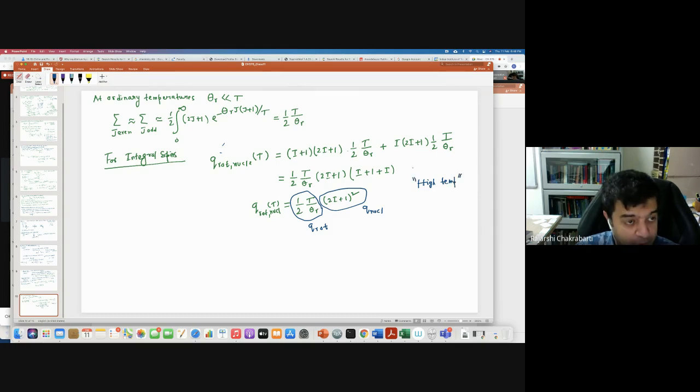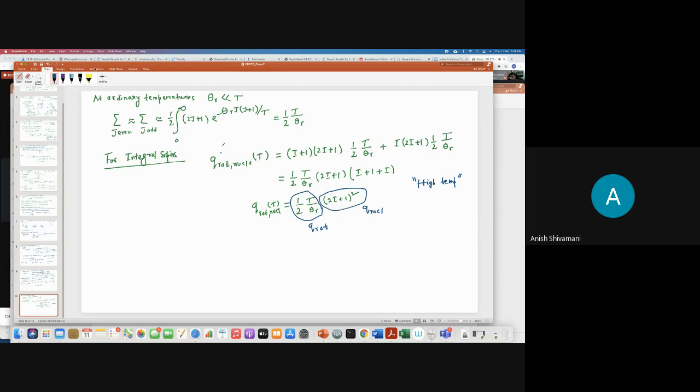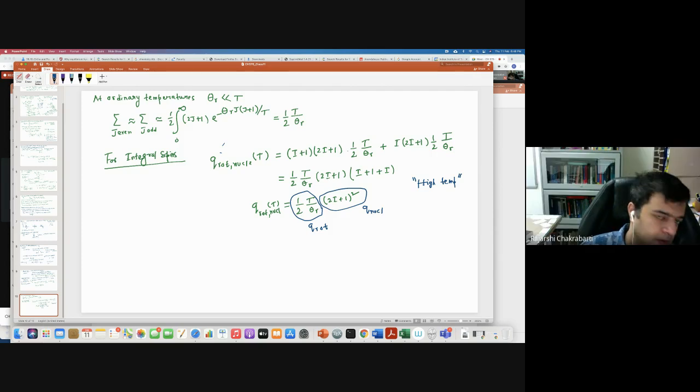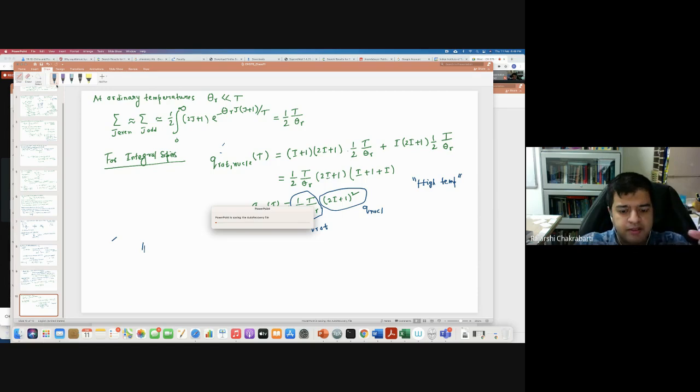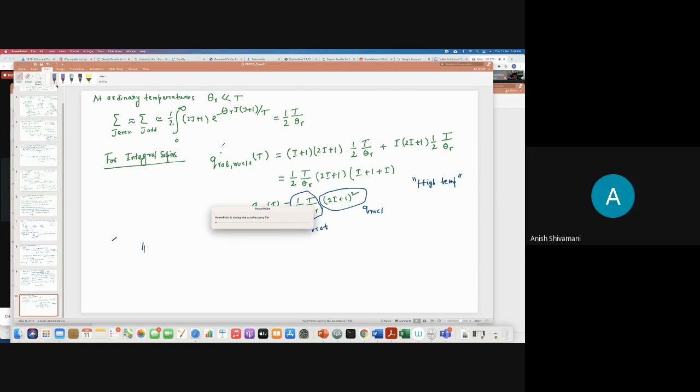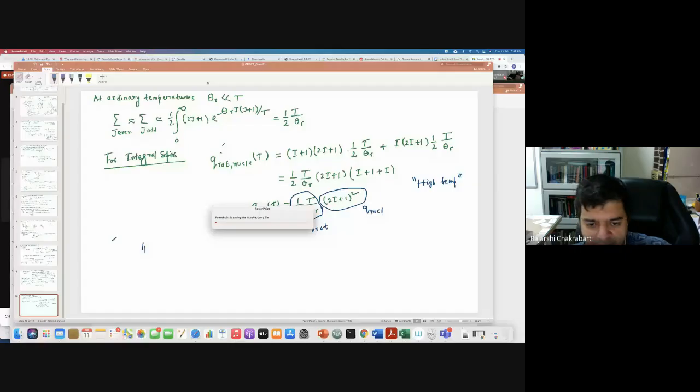For half integral spin, the same expression should come. But you have to remember that this is only when your temperature is high. Is this clear? If your temperature is not high, you're not going to get it, because you cannot really write this as an integral. That is very important, that you cannot write it as an integral.